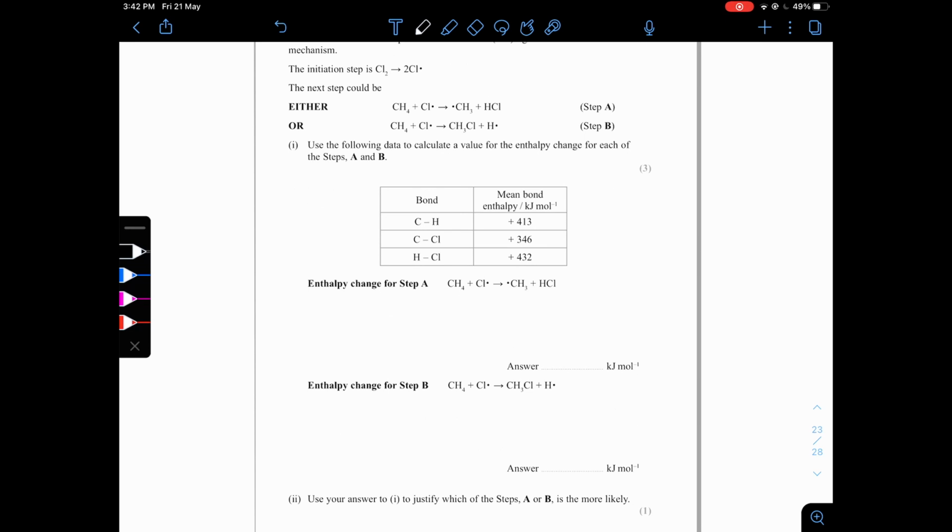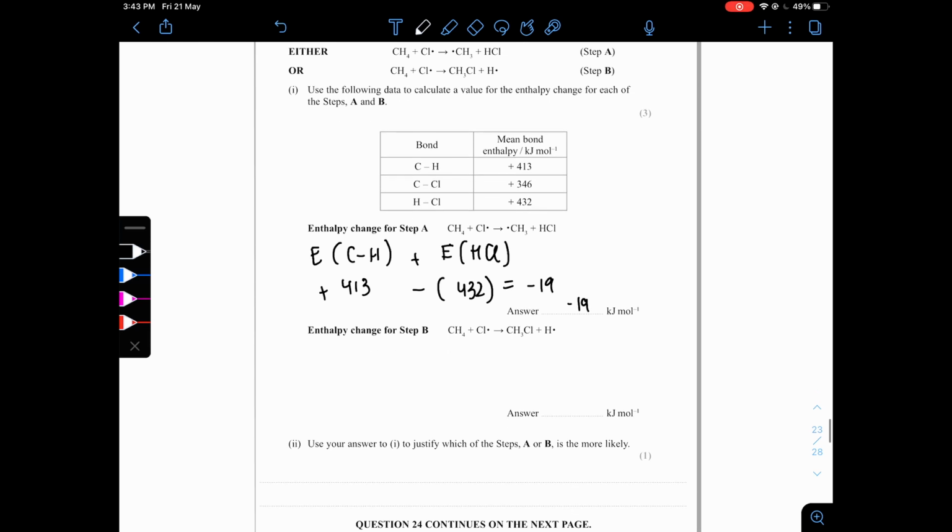You can see over here in the first one, one C-H bond is broken. What else is broken? We have HCl being formed. So the broken bond has a positive sign, so this is 413. This is being made, so it already has a negative sign. HCl is 432. So when we add this, we get minus 19.